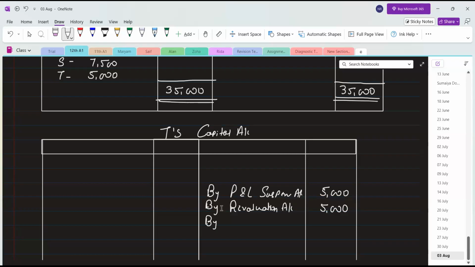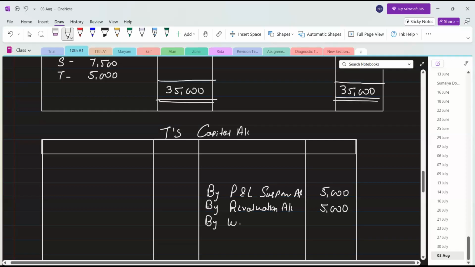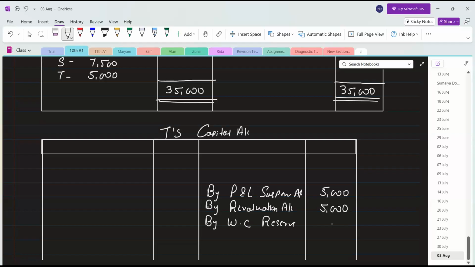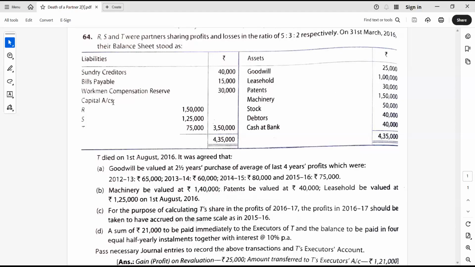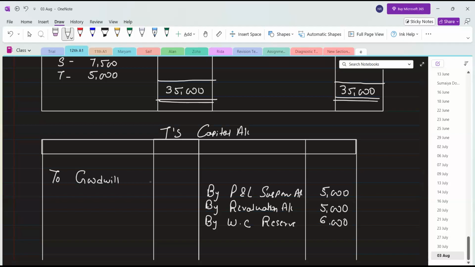Then there are some other items also, workmen compensation reserve. Workmen compensation reserve 30,000 into 2 by 10, it will be 6,000. All other items, yes, goodwill 25,000 again. So the existing goodwill will be written off. It is also 5,000.